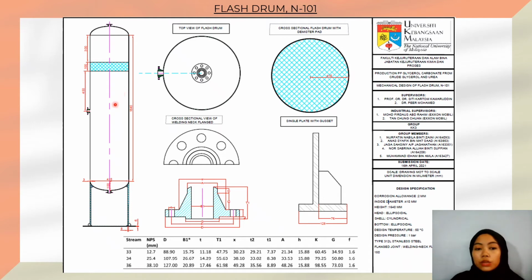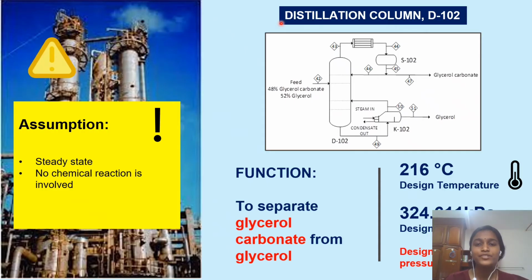Empty drums require large sizes and rely on a long residence time to separate liquid from vapor. The degree of separation can be accomplished by using smaller vessels by using this demister pad. This is the cross-sectional view of the flash drum with demister pad. The support chosen for this vessel is single plate with cassette, and this is the cross-sectional view of a weld neck flange. My name is Jega Shashini with matric number A163352.